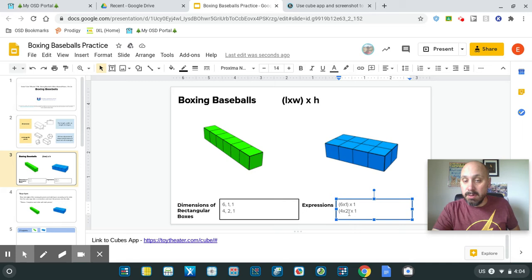Let's check my expression for the blue one. 4 times 2 is 8. 8 times 1 is 8. Let's see if we have 8 cubes in this blue rectangular prism. 1, 2, 3, 4, 5, 6, 7, 8. Ding, ding, ding. So the answers to those are correct, but I don't need to put them in there because it's just asking for the expressions at this point. Okay, so the next slide.